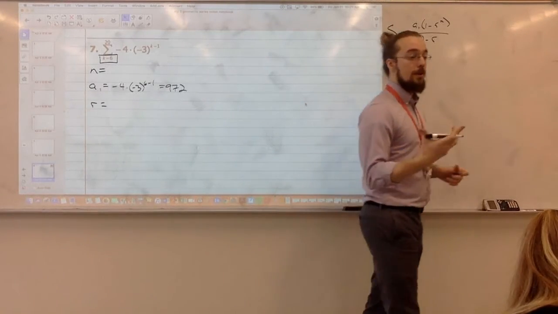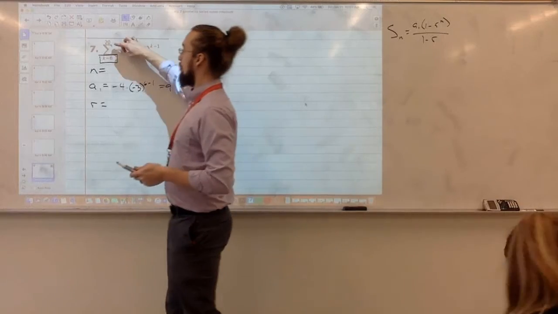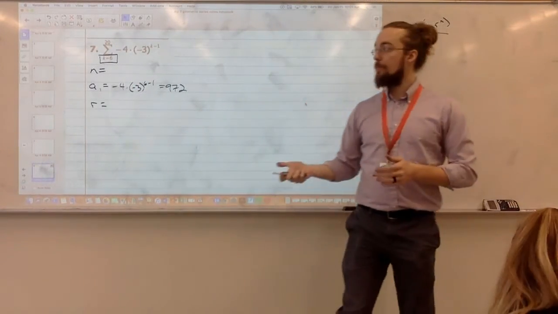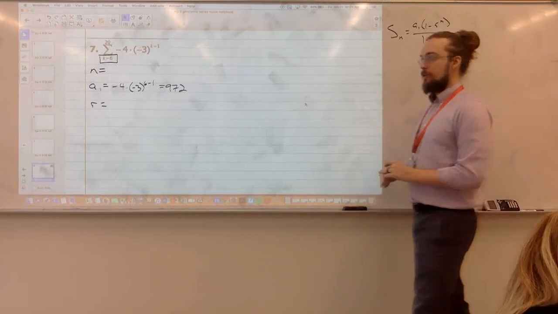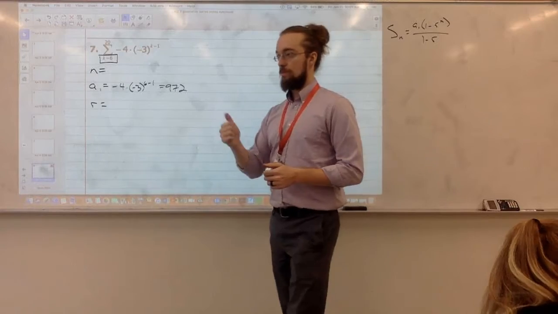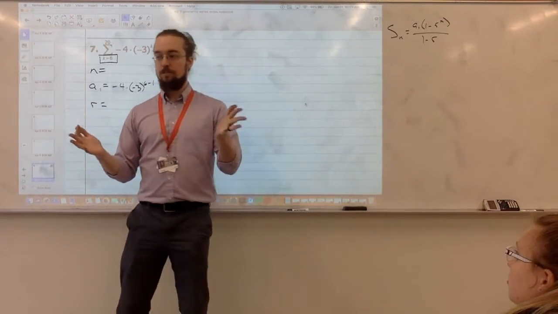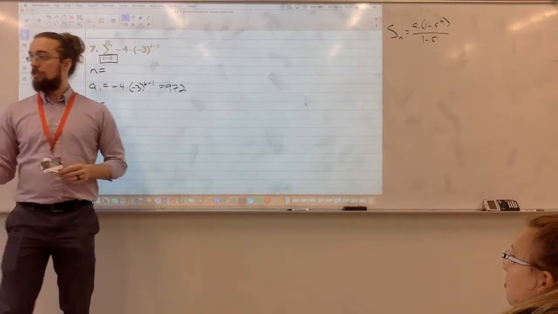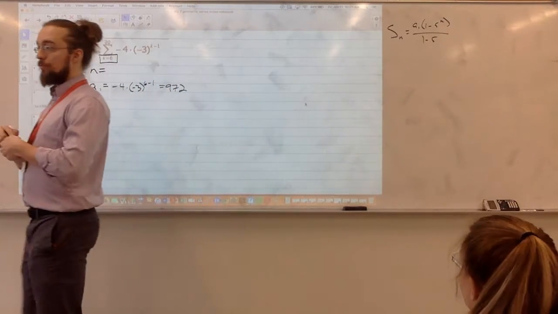Now the number of terms is also going to be a little different. It's not going to be 20. If the first number I plug in is 6, and the final number I plug in is 20, the number of terms would be 6, 7, 8, 9, 10, 11, 12, 13, 14, 15, 16, 17, 18, 19, 20. 15 terms. So n would be 15.